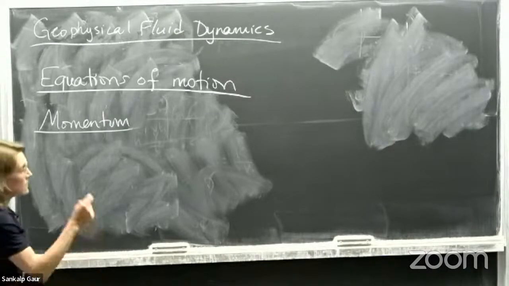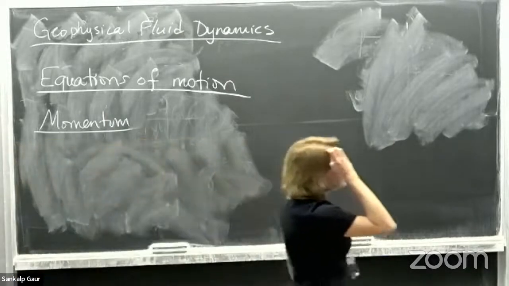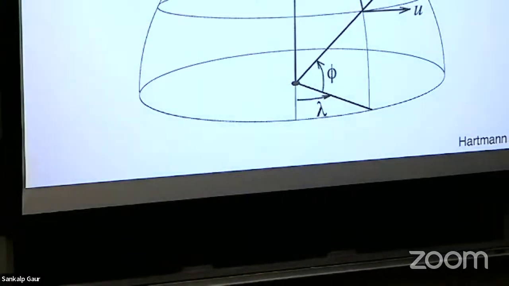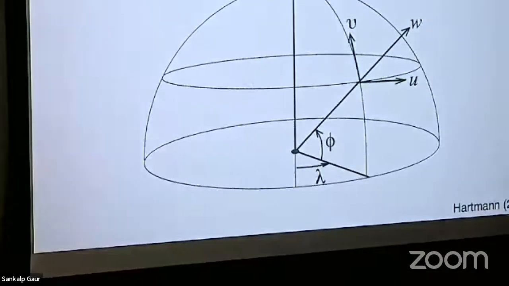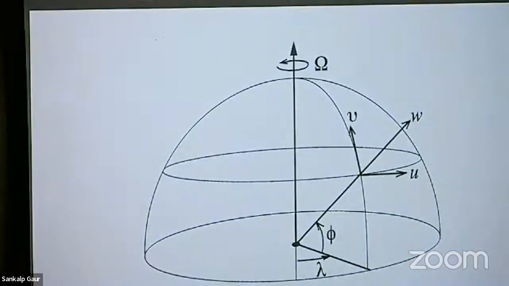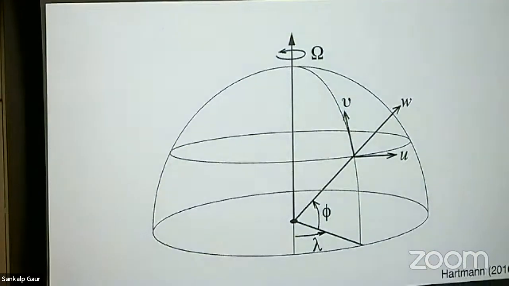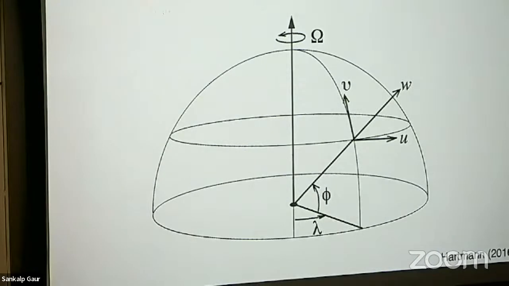So for momentum, what we are doing is we're setting up a spherical coordinate system as shown in this diagram. This is just, of course, a hemisphere. We've got the hemisphere, which you know is truly a full sphere, but it's just shown as a half for purposes of illustration. And it's rotating. Omega is the rotation rate, and we're assuming that's constant, okay, throughout what I'm going to show you.